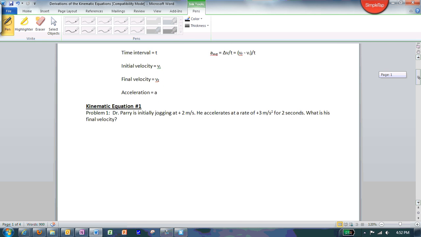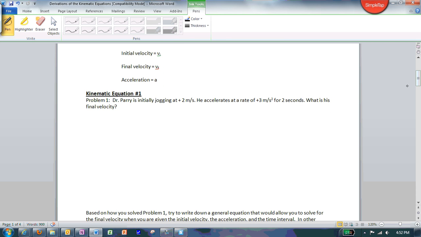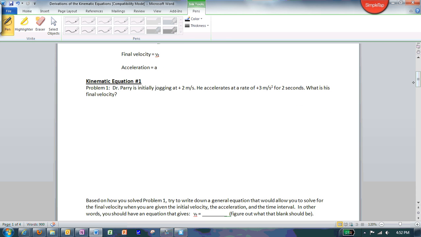So let's first start with the problem that we're going to use to derive the first kinematic equation. The first problem is that Dr. Perry is initially jogging at 2 meters per second. He accelerates at a rate of 3 meters per second squared for 2 seconds. What is his final velocity? So we start out by just writing down the given information. Initial velocity 2 meters per second, acceleration 3 meters per second squared, and the time is 2 seconds. Finally, we're writing down what we're looking for, the final velocity.